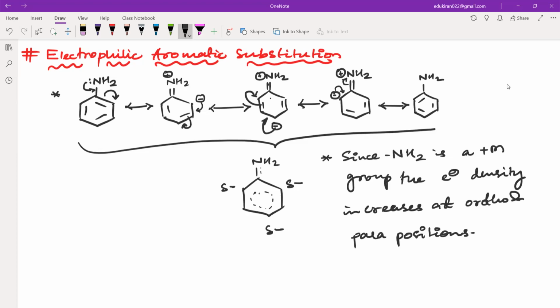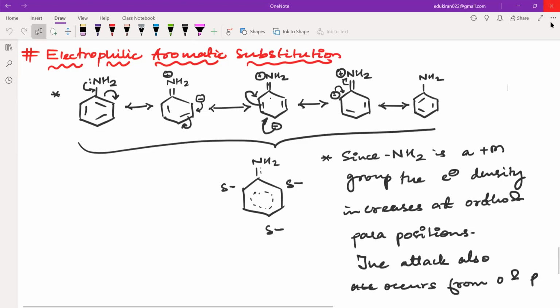Since NH2 is a plus M group, the electron density increases at ortho and para positions, and that is why the attack also occurs from O and P. That means from ortho and para direction. Please write this down. Do you remember now, Amalya, Fatima? You guys remember now plus M minus M?